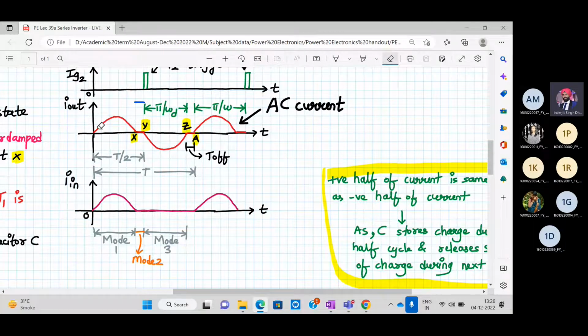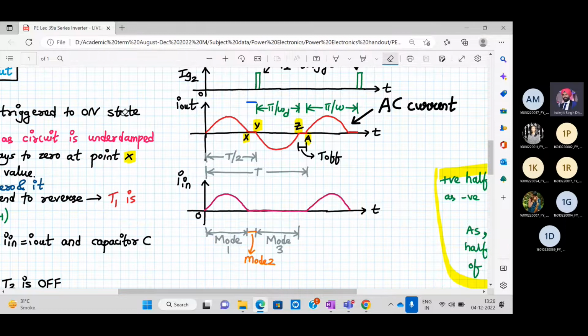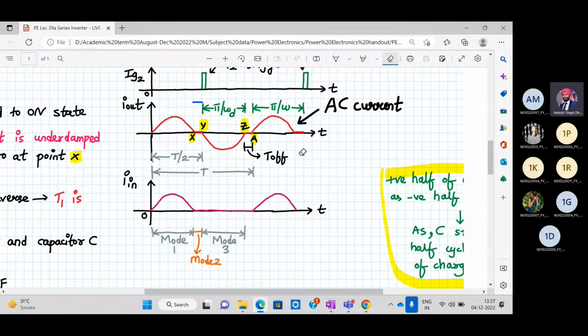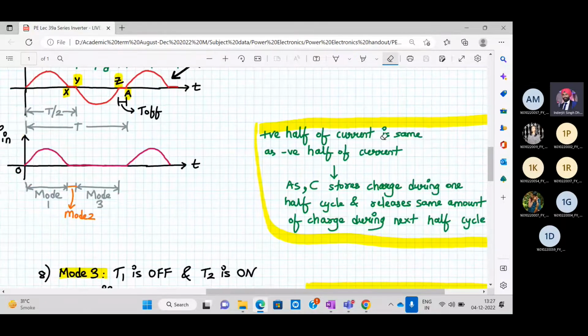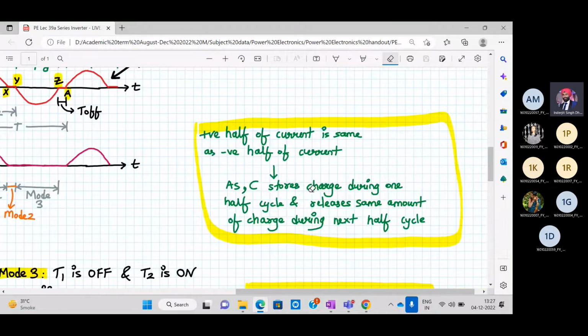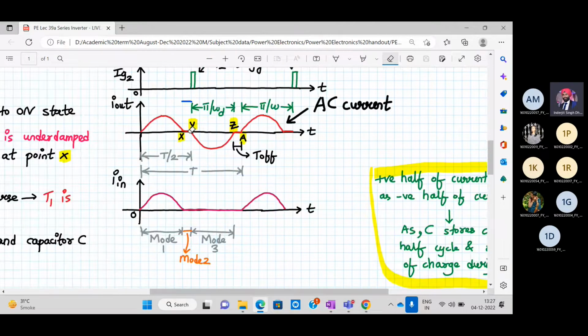I'm asking why the I out negative peak and positive peak look similar. The reason is, in mode number 1, the capacitor charges and stores charge. In mode number 3, it releases the same amount of charge. That's why they are symmetric. So here I've written that the positive half current is the same as the negative half of current, as the capacitor stores charge during one half cycle and releases the same amount of charge during the next half cycle. This is only theoretical; practically we will get slight deviation between the two.